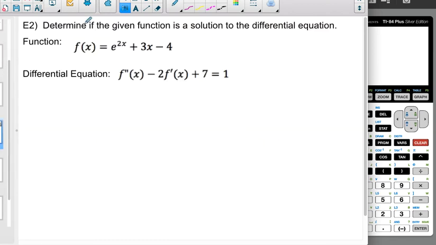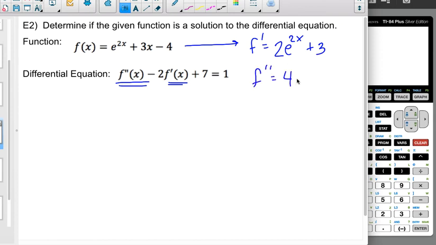All right, so we're going to determine if this given f of x is a solution to this differential equation. So I need a y double prime and a y prime, or an f double prime and an f prime in this case. So let's go ahead and differentiate. So f prime should be 2e to the 2x, because of the chain rule. Derivative of e to the 2x is e to the 2x times the 2, plus a 3. And my f double prime should be 4e to the 2x, and that's it, because the 3 disappears.